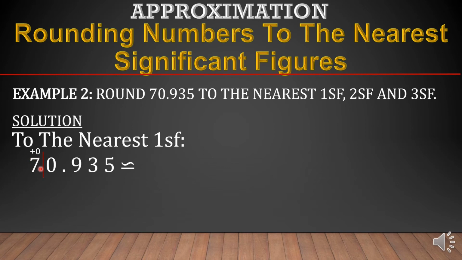Now, is my answer 7? No, no, no. 7 is not the answer. Why? Because to start with, 70 cannot just by magic, by abracadabra, change to 7. It doesn't work that way. Please, that is absolutely wrong. You might want to think that because they said 1 SF, 7 is just one number, so 7 is my answer. 7 is not the answer.